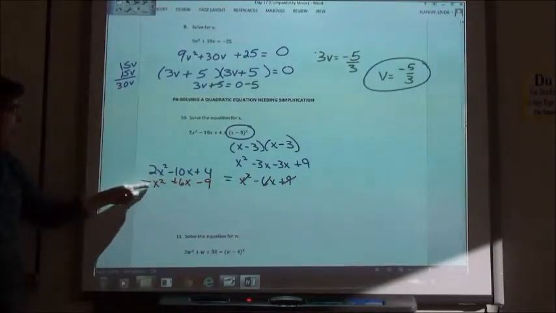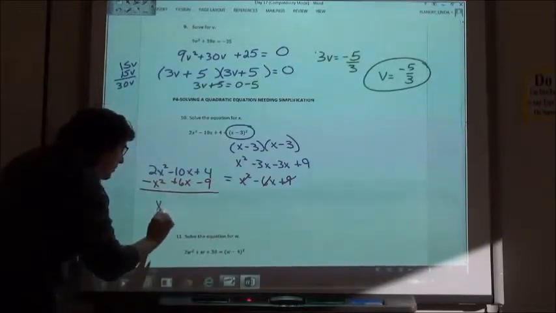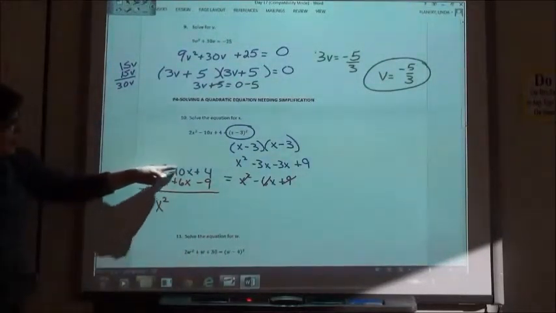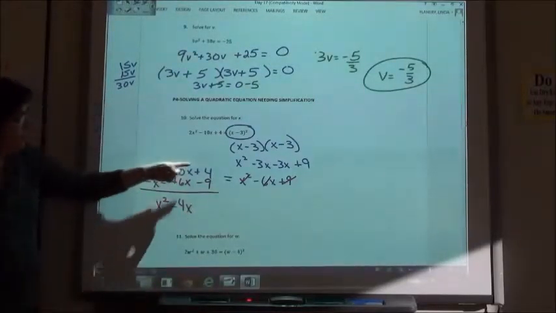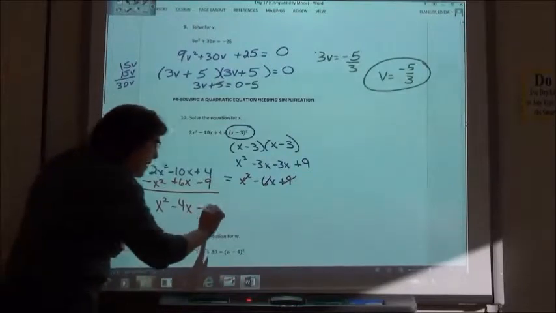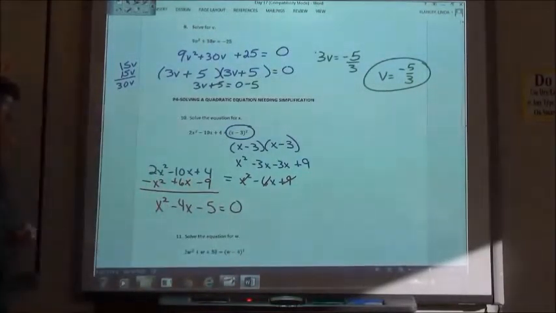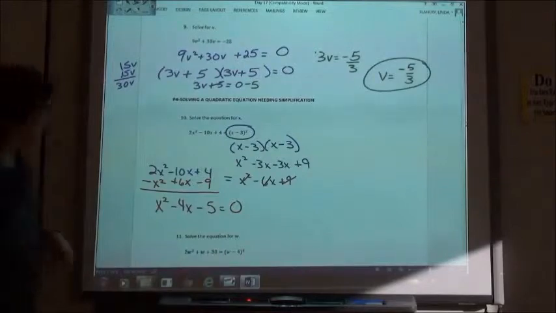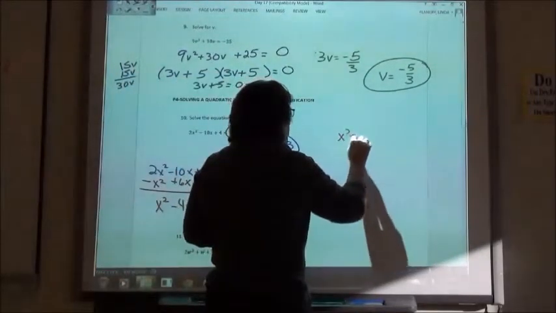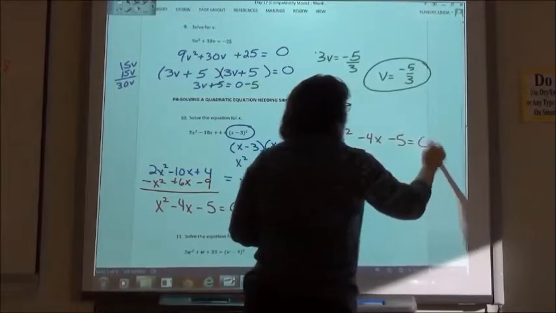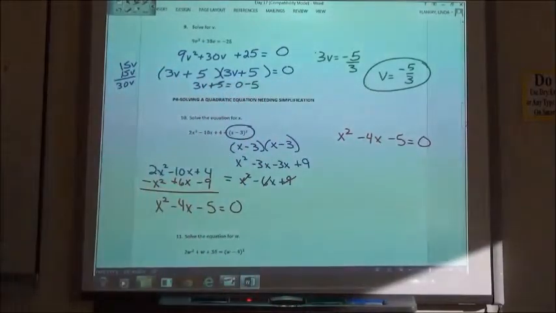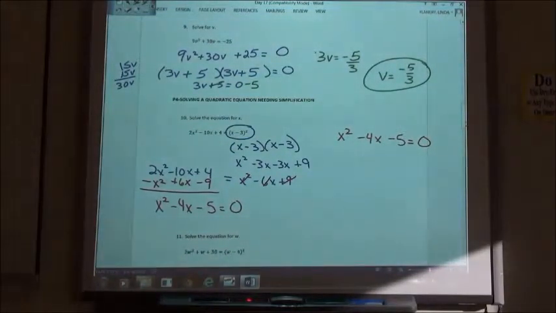So 2x squared minus x squared would be 1x squared. Negative 10 plus 6 minus 4x. Positive 4 minus 9 minus 5 is going to be equal to 0. I'm going to rewrite that over here. X squared minus 4x minus 5 equals 0. Now we've got everything rearranged and moved, and it looks like our previous problems, right? We can solve that by factoring.